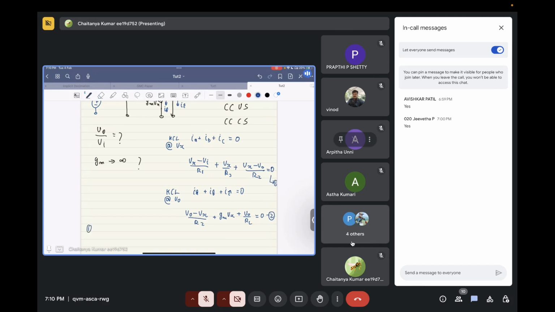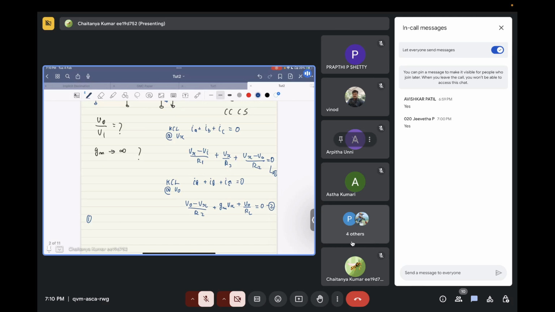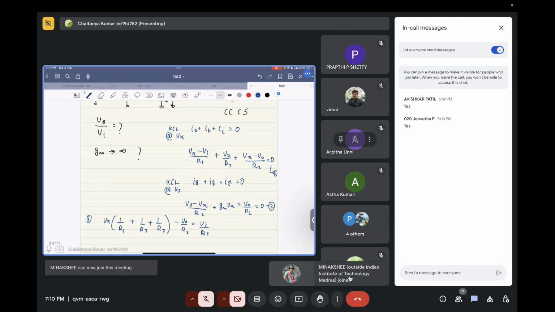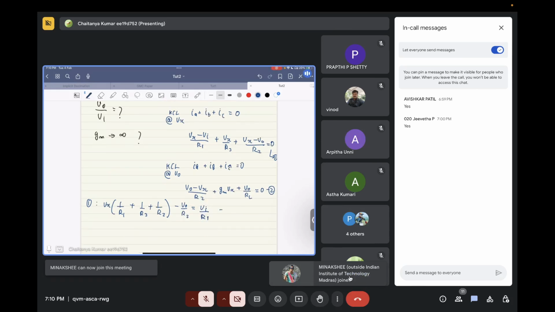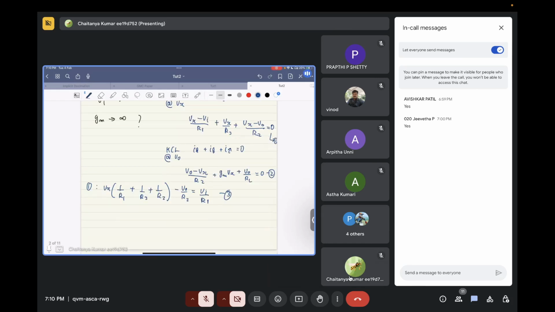So equation 1 can be rewritten in terms of the coefficients of Vx and V naught as: Vx times (1 by R1 plus 1 by R3 plus 1 by R2) minus V naught by R2 is equal to Vi by R1. Correct? So equation 1 can be written like this. Let's call this equation 3. Equation 2 in terms of Vx and V naught can be written as follows.